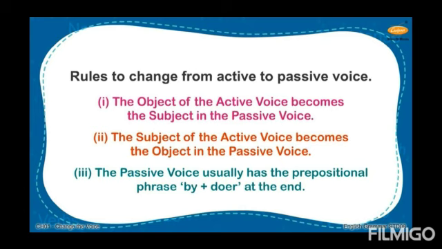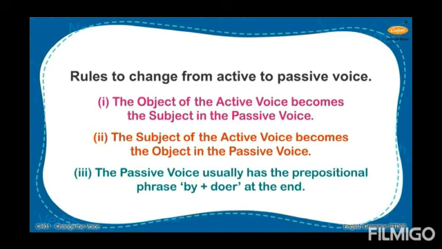Yes, the first one, as we have already learned, is that the object becomes the subject. That means Rama was a subject, now it has become an object in passive voice. Similarly, the subject, that is Rama, in the active voice has become the object in the passive voice. That means the position of the subject and the object has been interchanged. The passive voice usually has a prepositional phrase, which is by, which we use at the end.